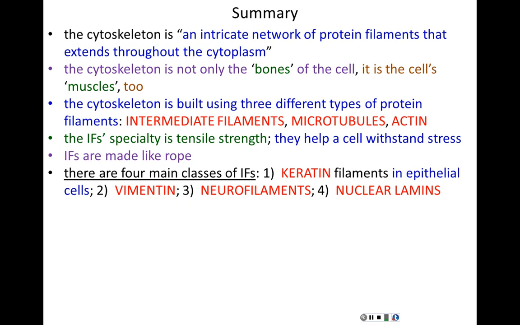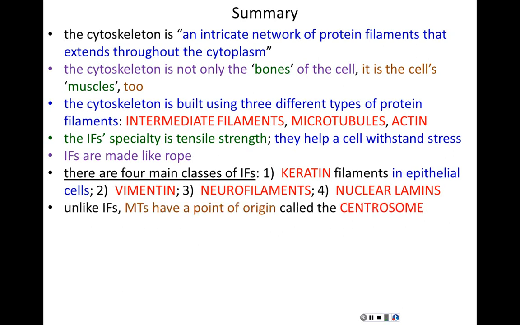The first 3 classes are made in the same way, where dimers of intermediate filaments bundle. They then form tetramers. Tetramers come together to form long filaments, such as rope. The nuclear lamins form a 2-dimensional meshwork of protein, which provides a wicker-like, interwoven support for the nuclear envelope.